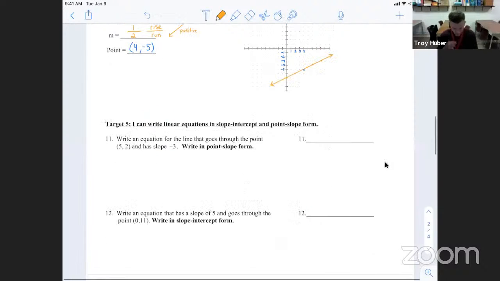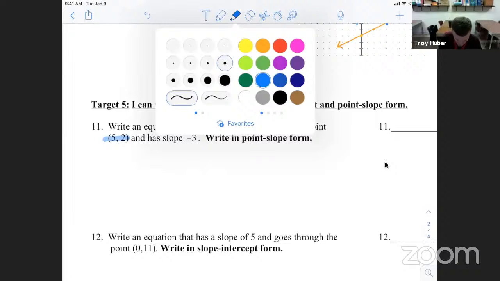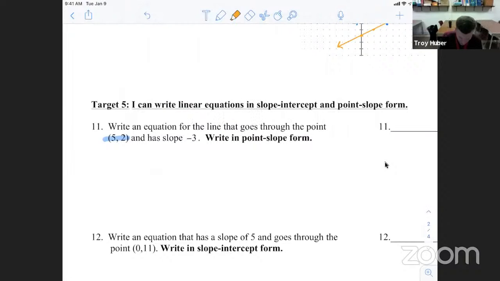All right. Target number 5 goes based off of target number 4. So we need to know target 4 before we move on to 5. Let's take a look at 5 now. Target 5 says I can write linear equations in slope-intercept and point-slope form. This one says write an equation for a line that goes through the point 5, 2 and has a slope of negative 3.